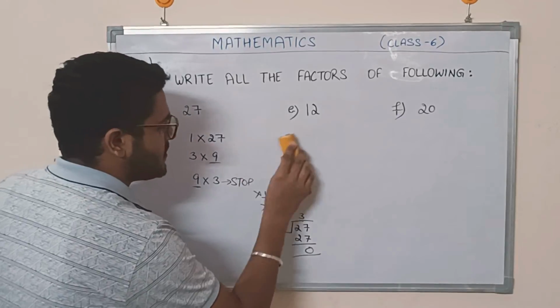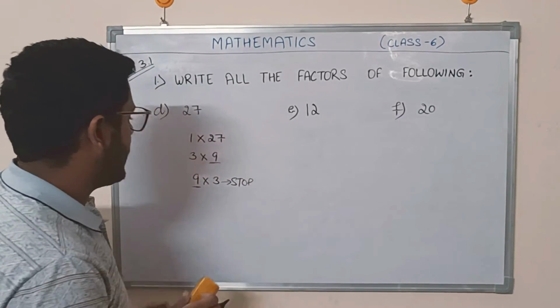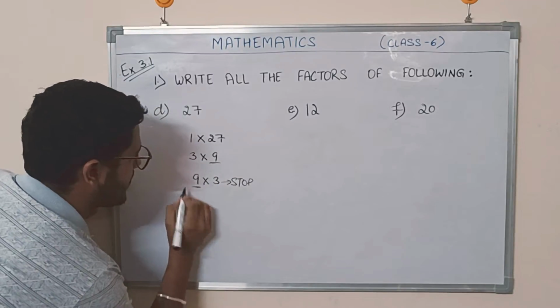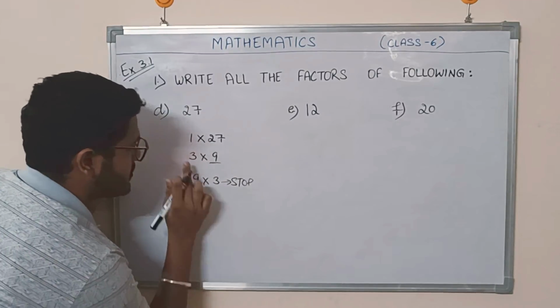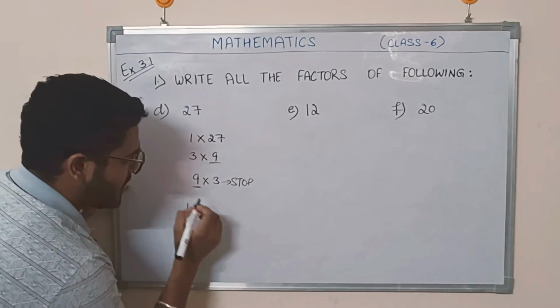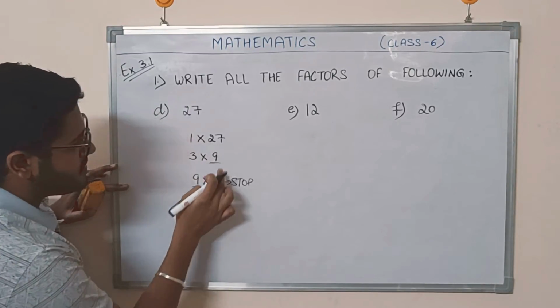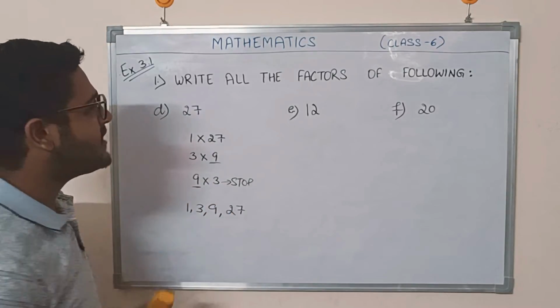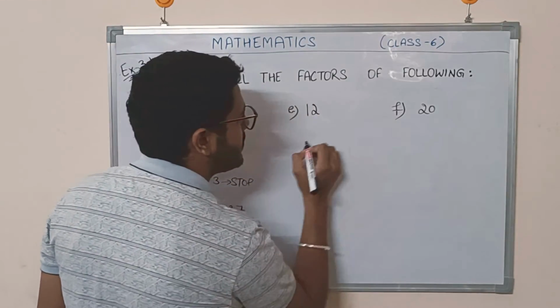Let me erase this part. Yeah. And now from here what we can say, the factors of 27 are 1, 3, 9, and 27. 3 and 9 are already done, and 27, right? Let's quickly move to 12.